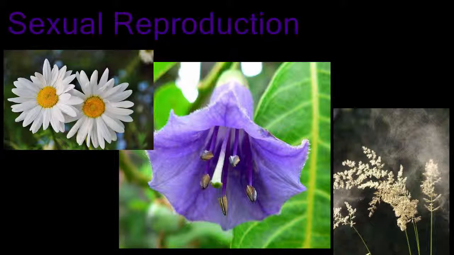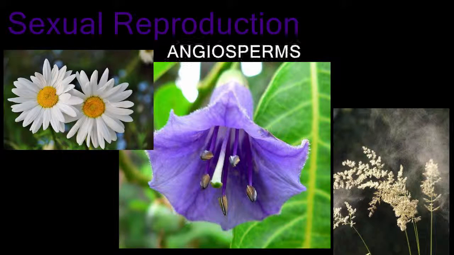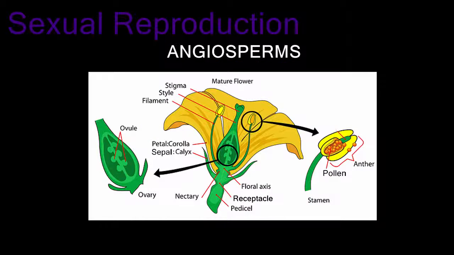Not all plants produce flowers, but those that do are called angiosperms. Flowers are the reproductive organs of angiosperms, and not all of them are pretty like those you see here. Some might not even look like flowers at all. Regardless of what they look like, flowers are made up of many parts that each have a function in reproduction.